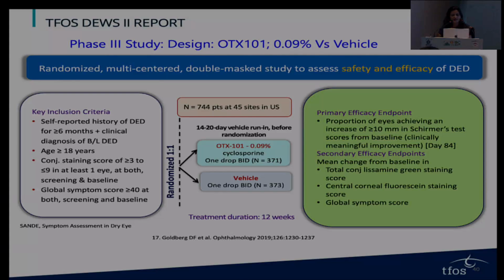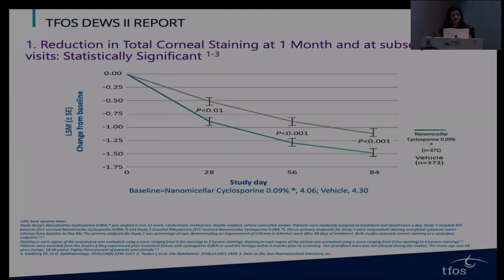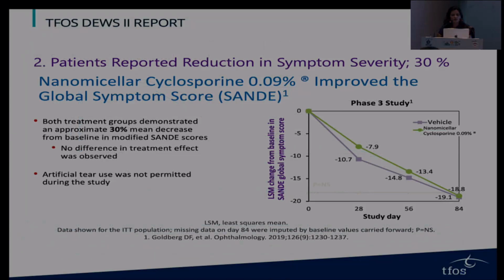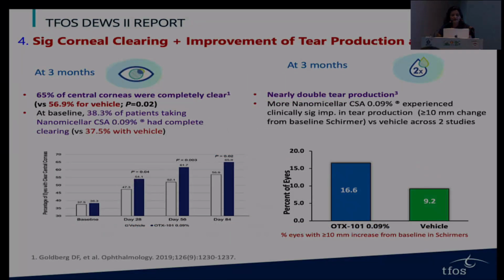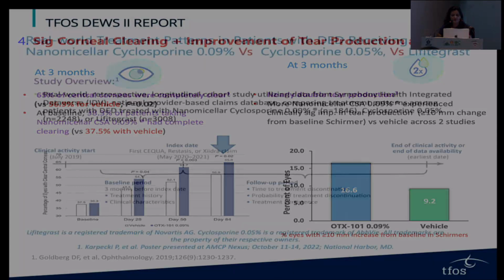Then in a phase 3 study, which looked at Cequa versus vehicle, because what if vehicle is doing the trick, it was found that there was a reduction in the total corneal staining at 1 month, and subsequently with Cequa, patients also reported reduction in the symptom severity. Visual acuity was significantly improved at 2 months, and significant corneal clearing was seen with Cequa, with improvement of tear production at 3 months, which nearly doubled, and 65% of the central corneas remained absolutely clear.